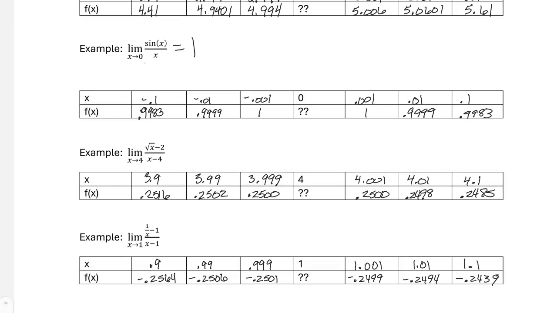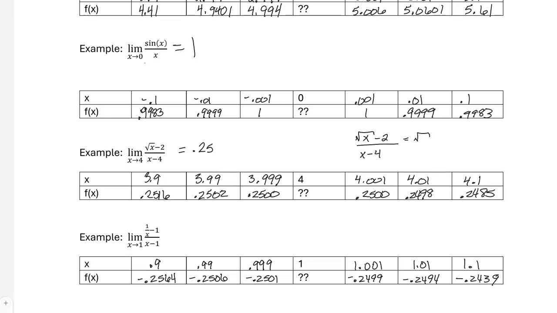So if I look at this one, I'm approaching 4. So I'm going to look at values like 3.9, 3.99, and 3.999 on the left, and then 4.1, 4.01, 4.001 on the right. And you can see that as we get close to 4 on the left and on the right, this is getting really close to 0.25. So what's happening here is that we have a hole at 4. And we could see that if we were to do some fancy math here.